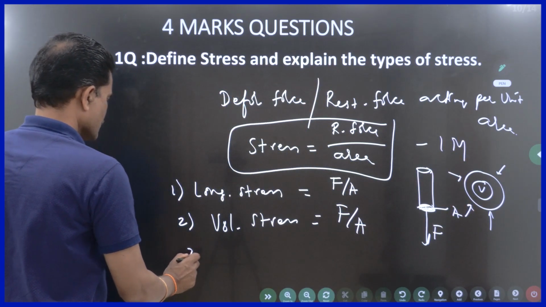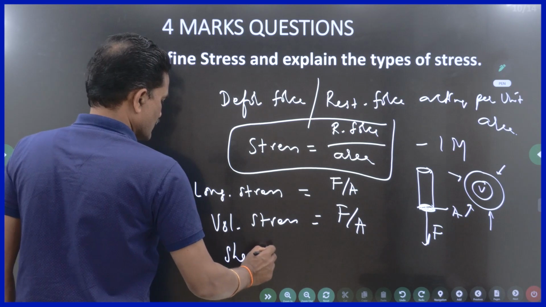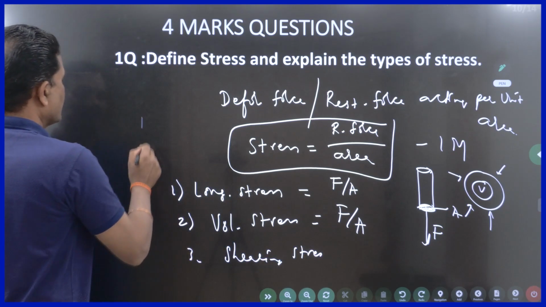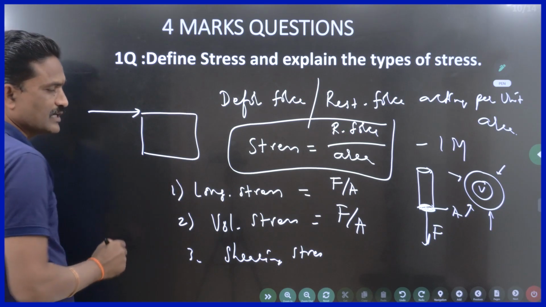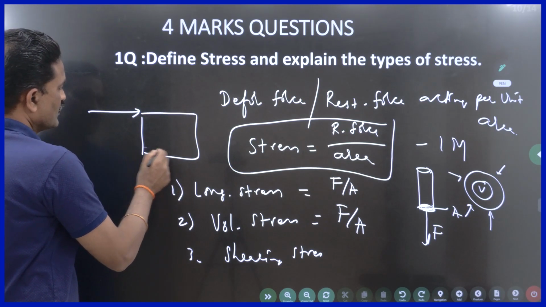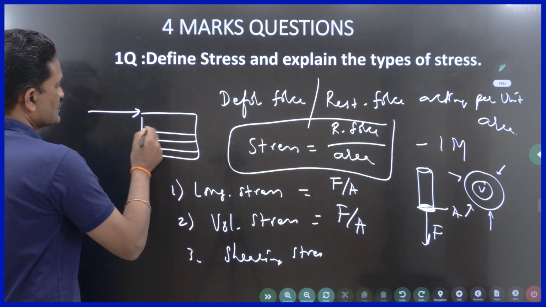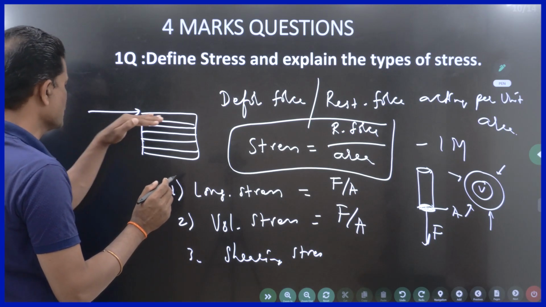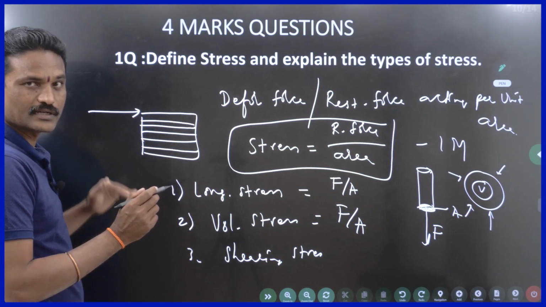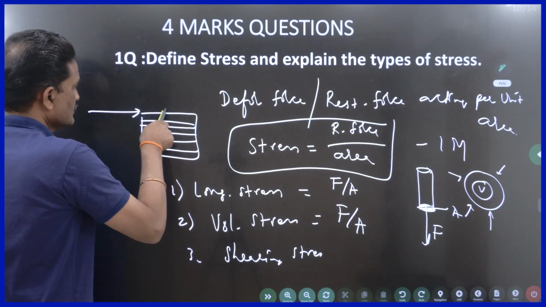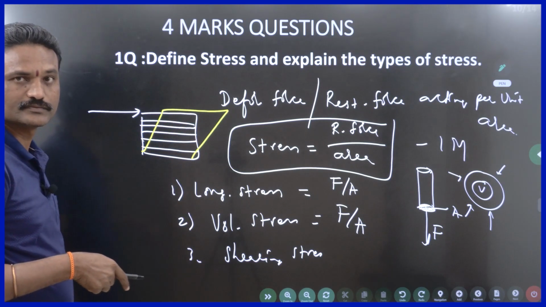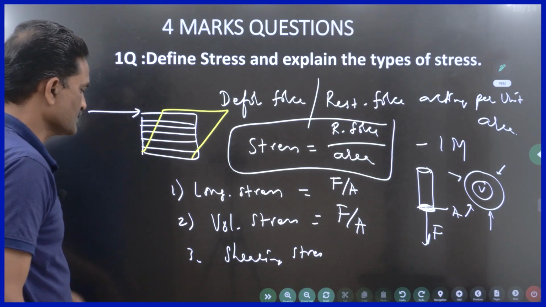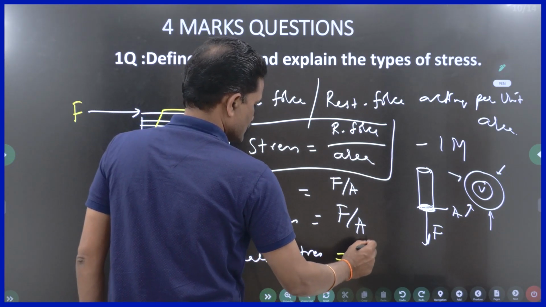And the third one is shearing stress. So you are applying force on something such that you are applying it tangentially to the object. So what is happening to the layers of this object? Because of the application of this tangential force, I am pushing these planes, so it is being deformed like this. So this force acting on this surface is nothing but shearing stress.